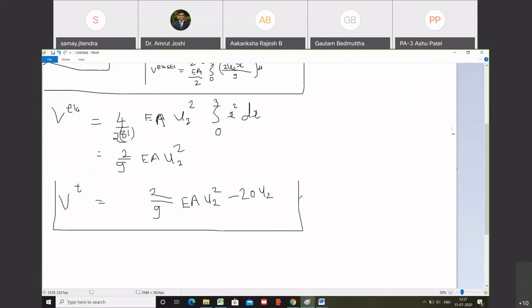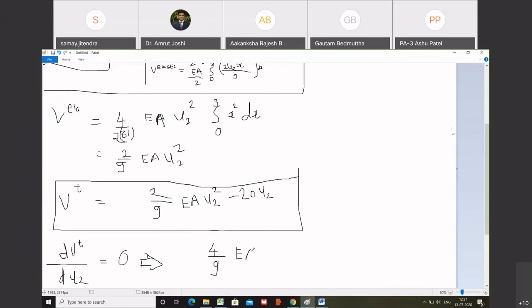Now, in finding out u2, what must we ensure for equilibrium? dV total by du2. As it is a function of only u2, I am writing it as a complete derivative. This must be equal to 0. Do you agree with me? Okay, so that indicates 4 by 9 EA u2 minus 20 equal to 0. This is the expression that we are going to solve.